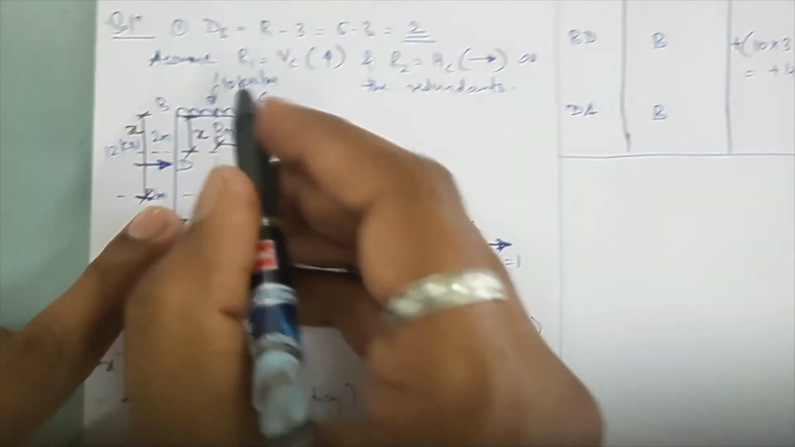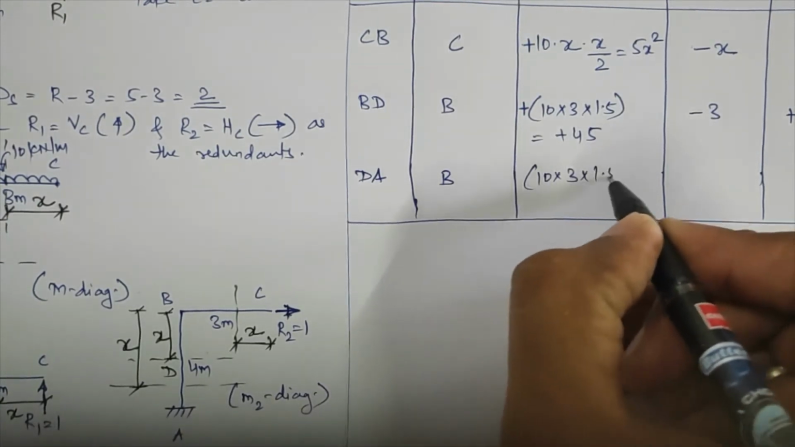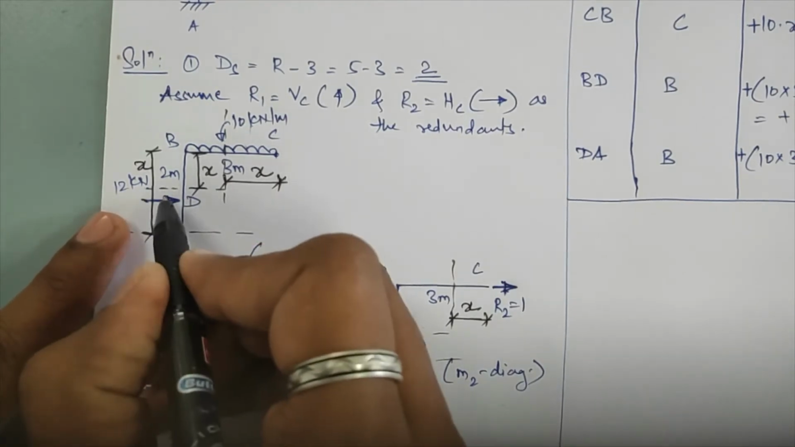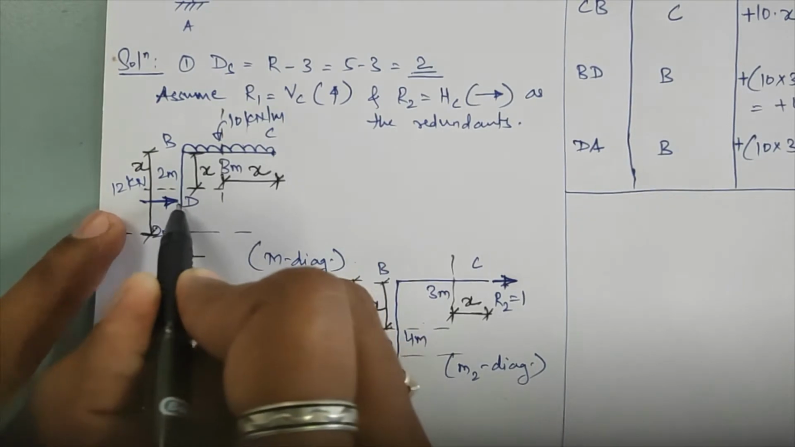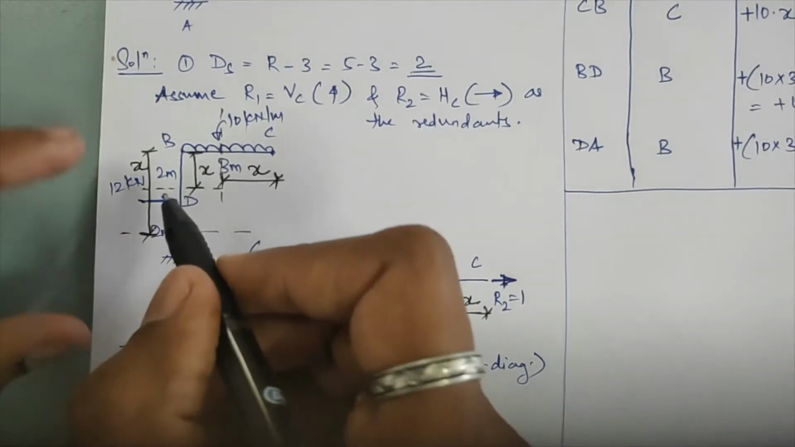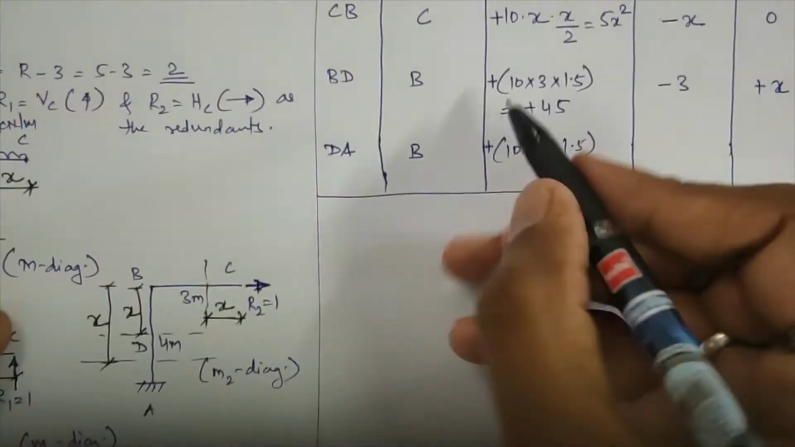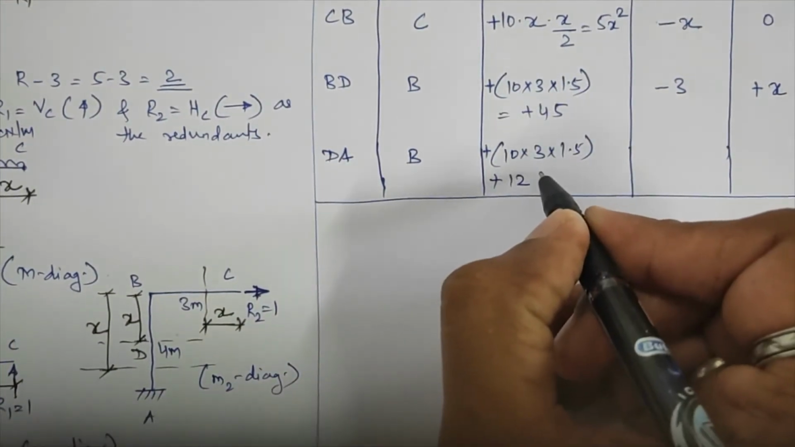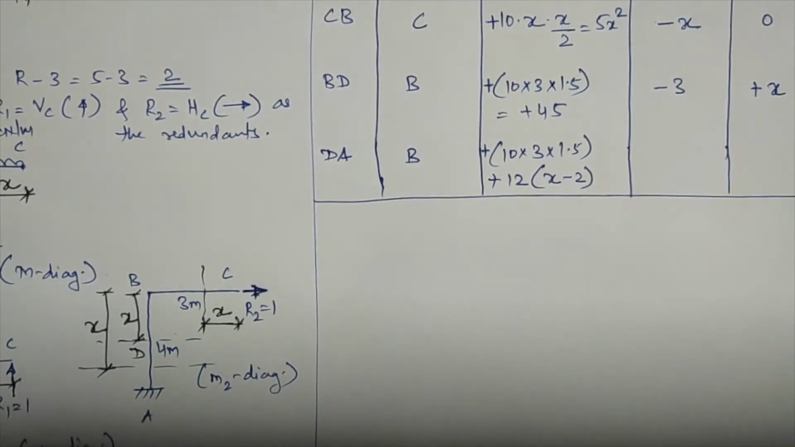Again that will be 10 into 3 into 1.5. Same loading, just what loading will increase? The moment of this 12 will be taken along this section. So that will be 12 into the lever arm, which is this distance. How much will that distance be? x minus this 2 length. So that will come as plus clockwise moment, because 12 into x minus 2 here.